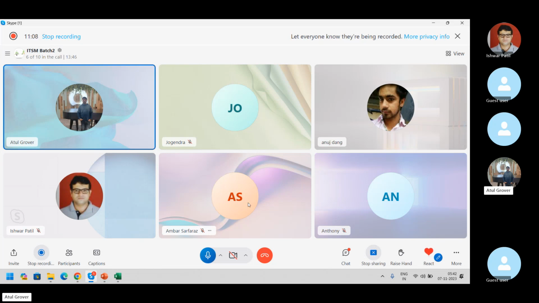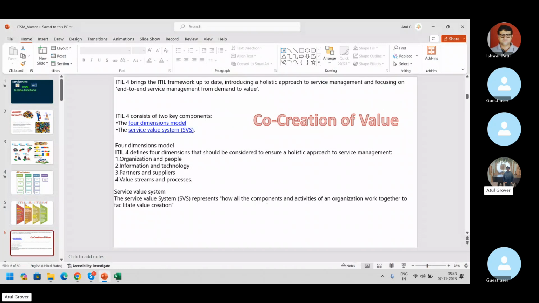If Anuj asks any question, will it be answered by Ishwar? Will it be answered by Jogendra, Khalada or Anthony? If I put any question, will it be answered by you guys? It means how we are all connected with each other and want to achieve something that is called the value here. This is the importance of how components and activities work together.